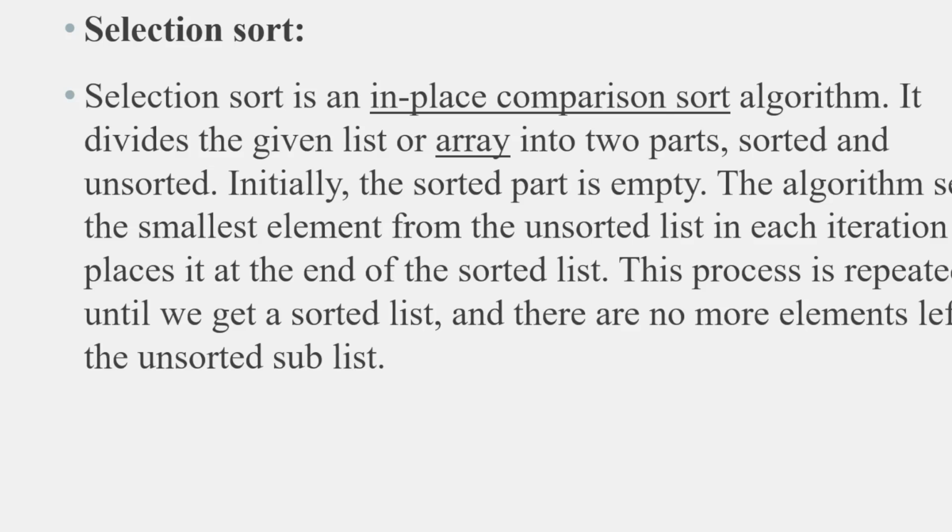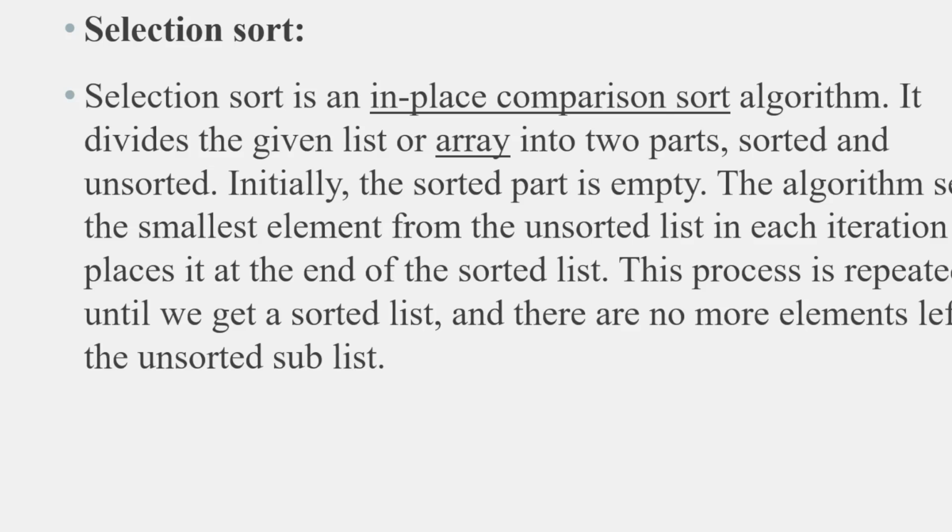This is known as an in-place comparison sort algorithm. This means it will not use any extra space for performing operations. It divides the given list or array into two parts. One is known as the sorted array and the other is the unsorted array. Initially, the sorted part is empty. Why? Because we need to perform the sorting operation, either in ascending order or in descending order.